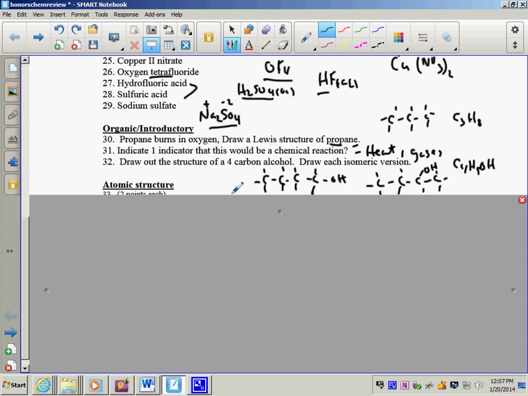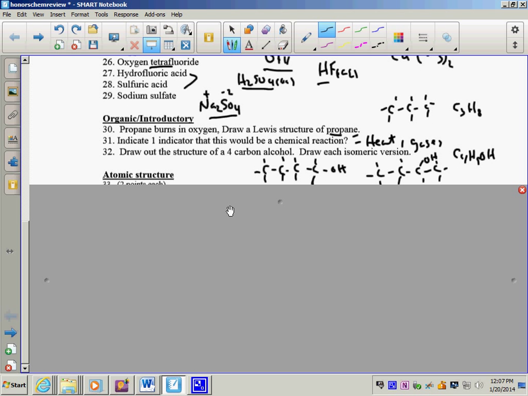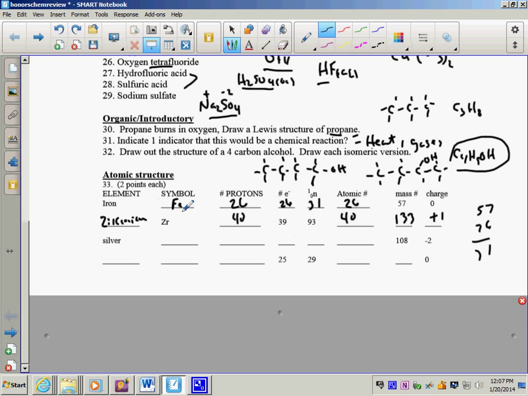Draw out a structure of a 4-carbon alcohol. I have 2 of them drawn here, and then draw an isomeric version. That would be one in which they're isomers, same alcohol, just the alcohol is in a different spot. They have the same formula, C4H9OH. Alright, moving down here. I did 2 of them here.